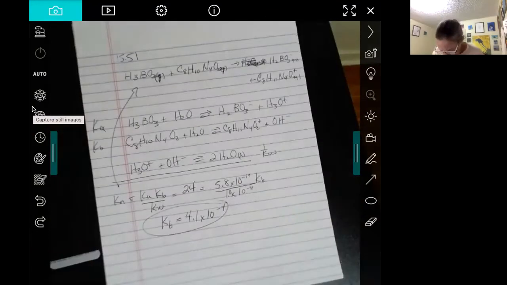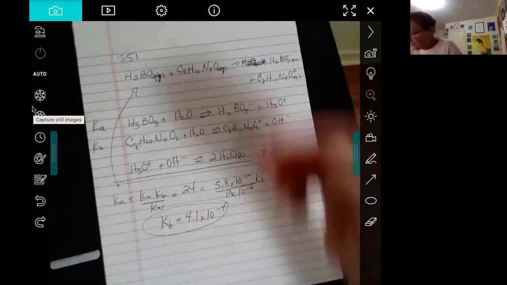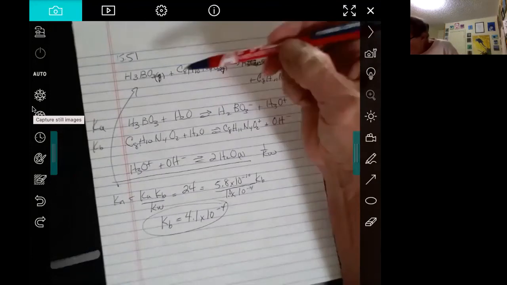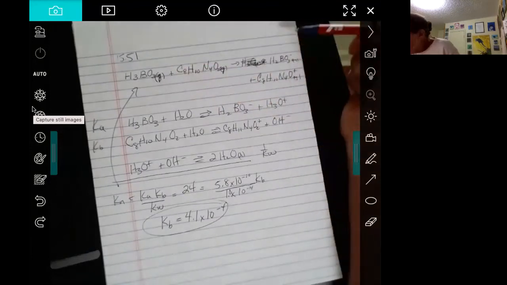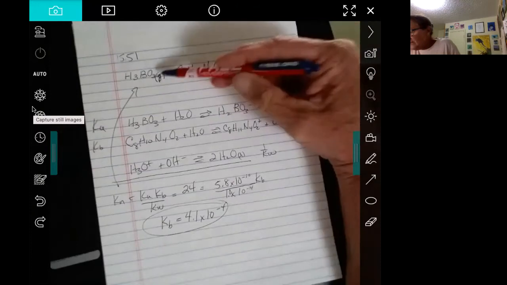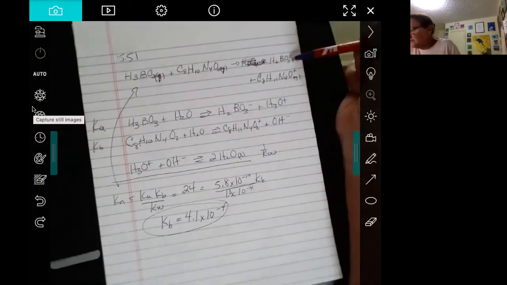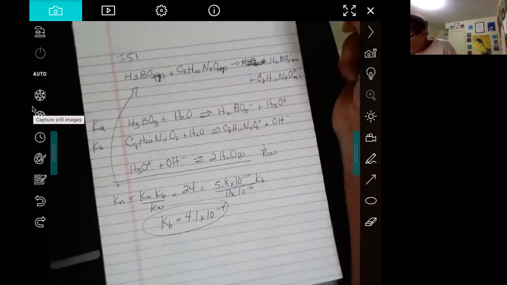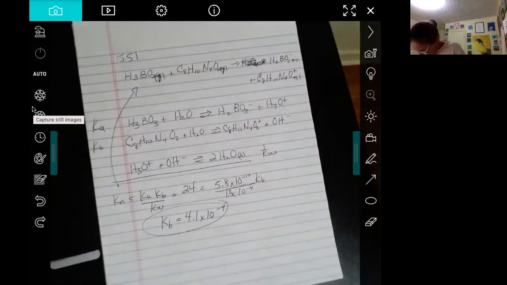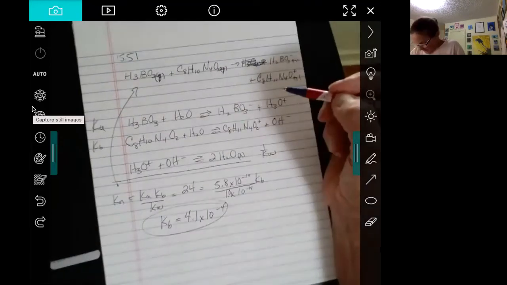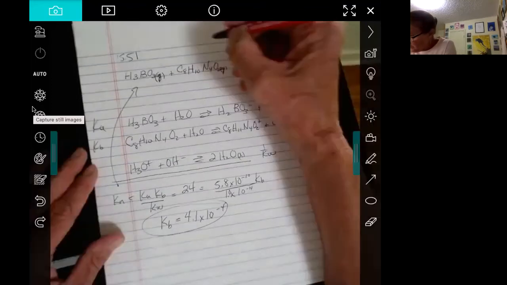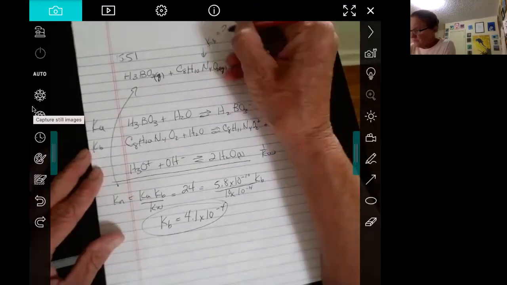So 51, let's read that one. It says the equilibrium constant for the neutralization of boric acid with caffeine is 24. So boric acid with caffeine gives you the conjugate base of boric acid and the conjugate acid of caffeine, and that has a Kn of 24. And then we want to think about how could we figure out what's the Kb for caffeine. So we want the Kb for caffeine.